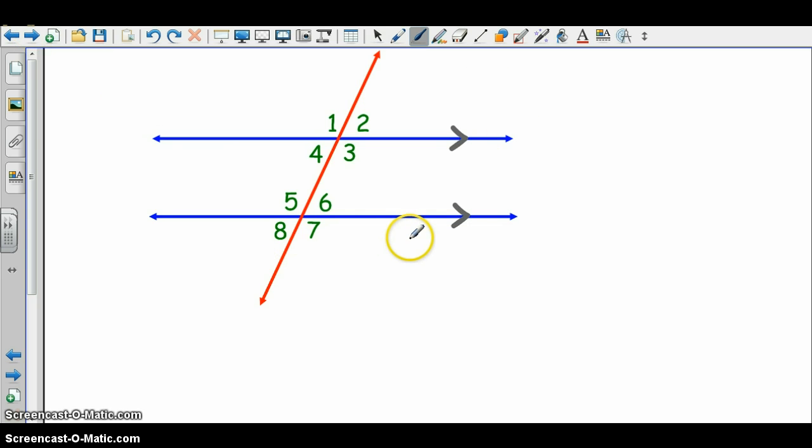All right, one final thing I would like for you to do. I've drawn two parallel lines here cut by a transversal and labeled all of the angles. I want you to make a list of all the angles that are congruent and all the angles that are supplementary. So pause the video, take a moment or two to do that.